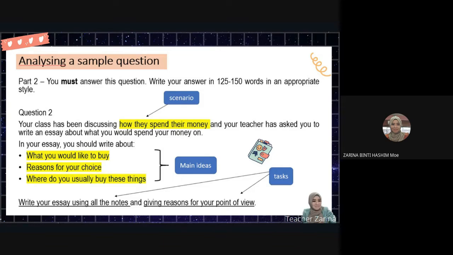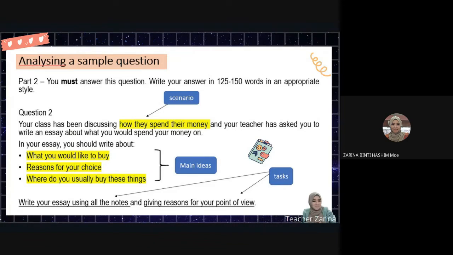Okay, so first you identify the situation or the scenario. So what is the scenario here? How you spend your money. That means you are going to talk about spending money, and then that means your topic will be on money.